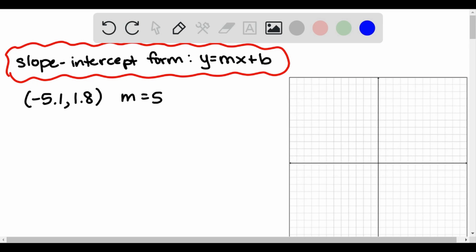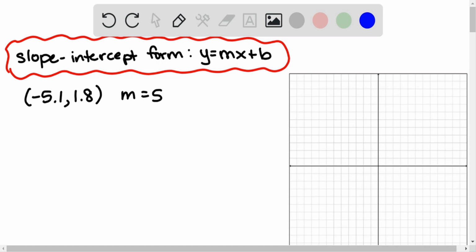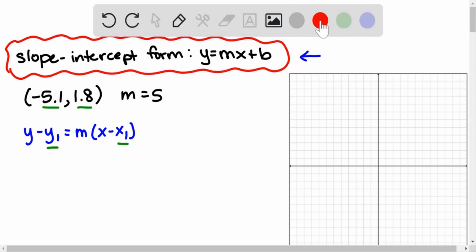We're given a point and a slope, and we want to find the slope-intercept form of the equation of the line. So let's start by using the point-slope form, y minus y1 equals m times x minus x1. And that way we can substitute negative 5.1, 1.8 in for x1, y1, and we can substitute 5 in for m. And that will give us y minus 1.8 equals 5 times the quantity x minus negative 5.1.